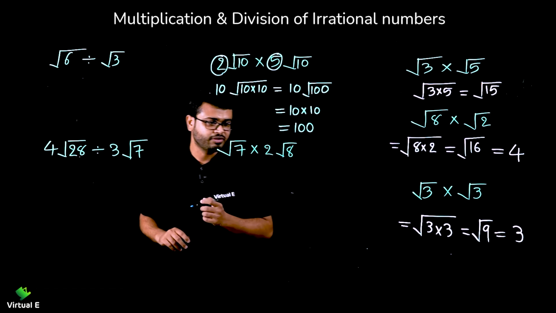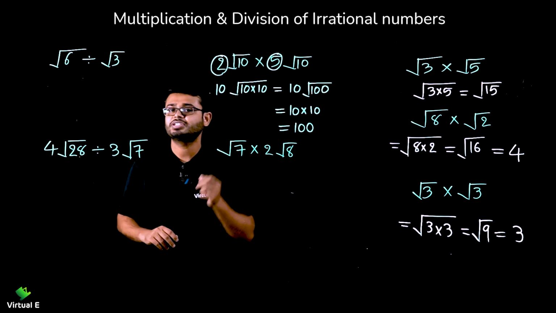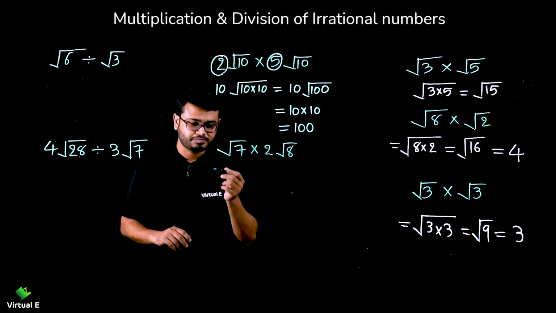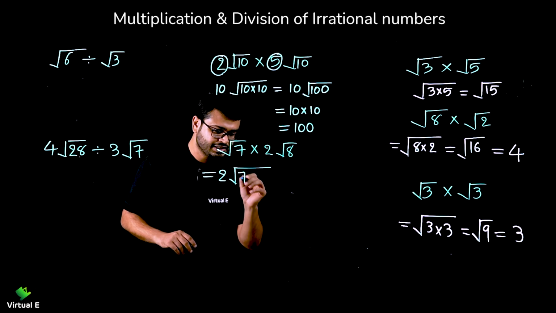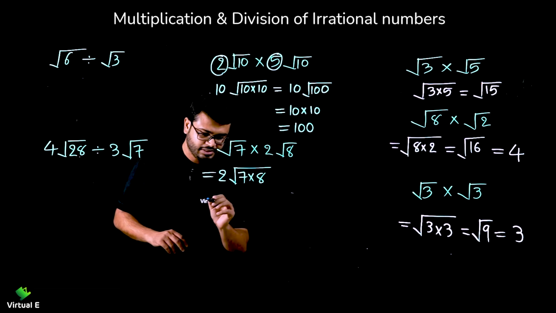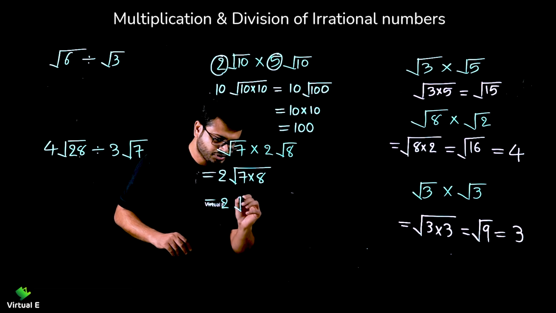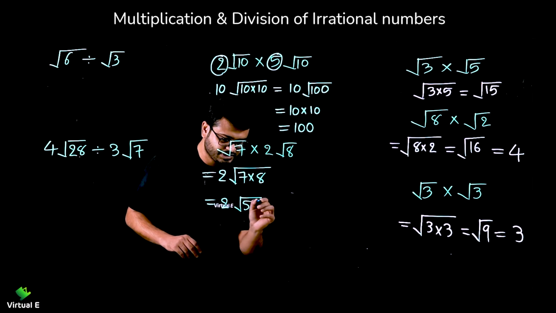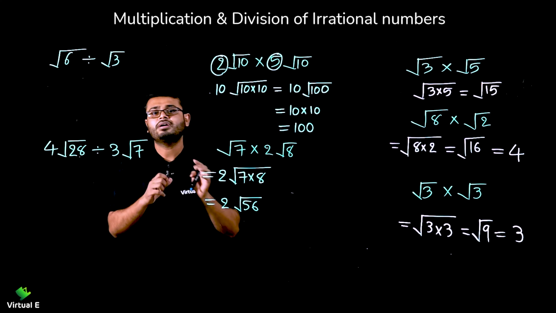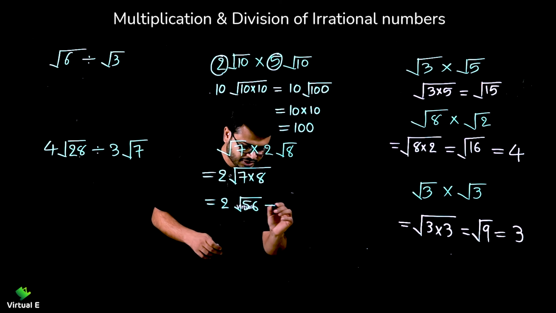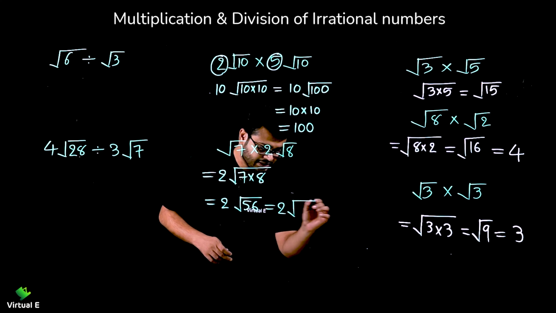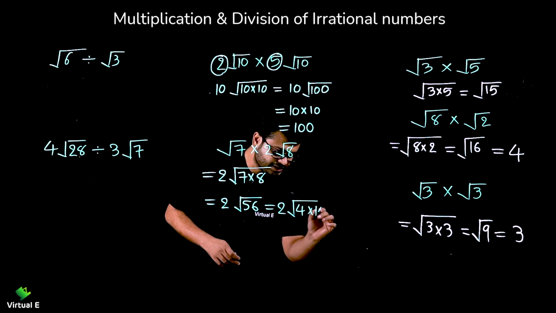Let's discuss one more question. Here we have only square root of 7. Here we have 2. So let's keep 2 as it is, and under the square root, that is 7 and 8. Now 2 into square root of 7 eights, that is 56.